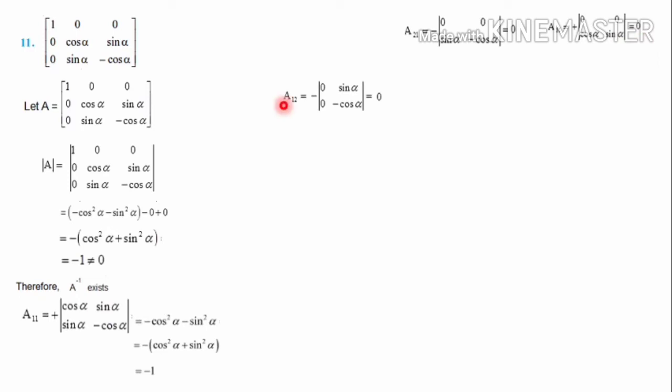Next one is the cofactor of A12 element, that is first row second element. First row second element is 0. If you take 0, that particular row and column is gone. 0 into minus cos alpha, 0 sin alpha, 0 minus cos alpha are the elements. We have formed the determinant. Then 0 into minus cos alpha is 0, again minus 0 into sin alpha also 0.